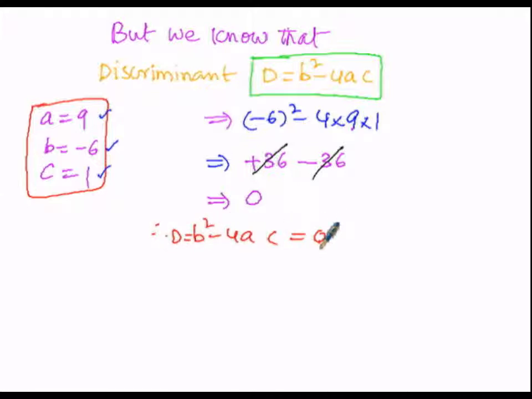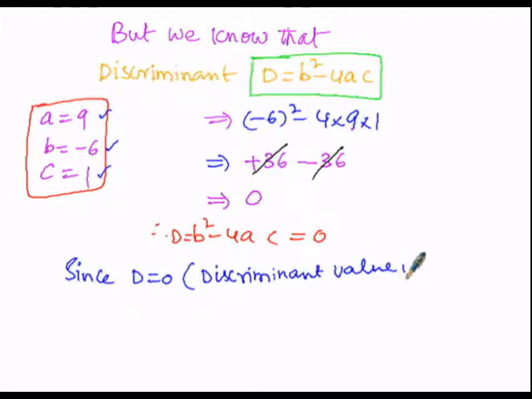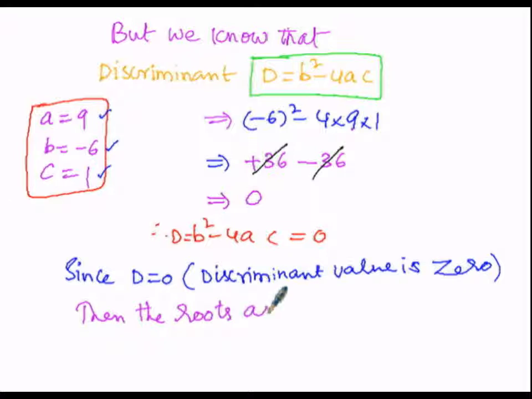So here since D equals to 0, that is discriminant value is 0, then we can write the roots are real and equal.